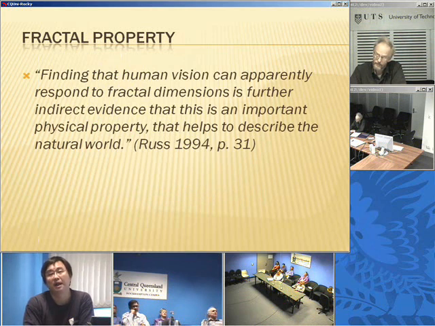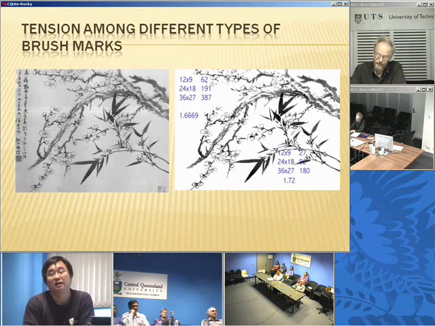So finding that human vision can apparently respond to fractal dimension is further indirect evidence that this is an important physical property that helps to describe the natural world. And so to summarize, that's why in Chinese art you don't need color, you don't need surface quality, you don't need the three-dimensional sense, because it's all irrelevant. What they relish is the one aspect that is the fractal property.